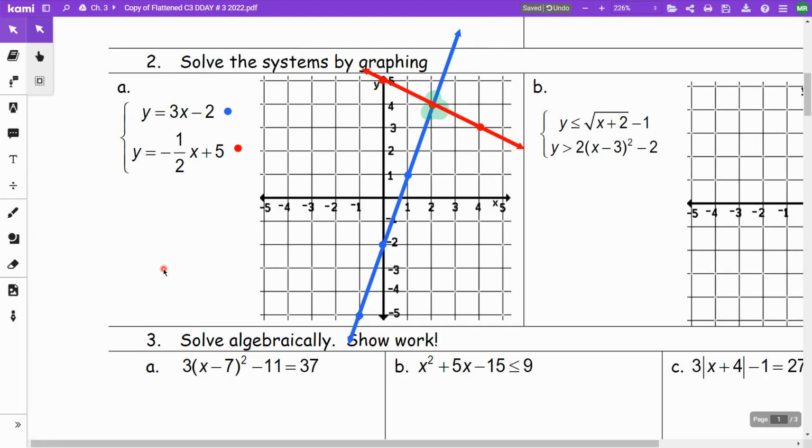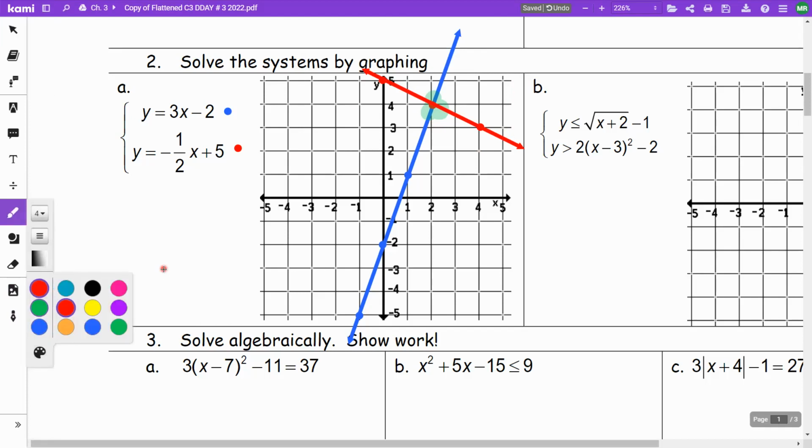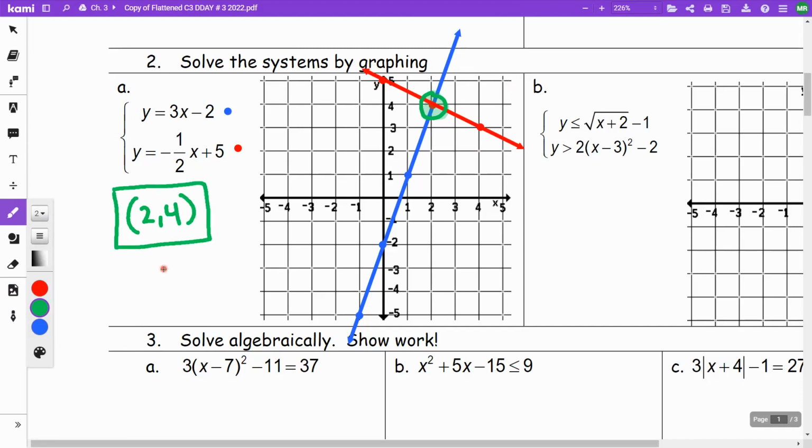Okay, and then you have to give your answer to what is the point of intersection. That's the point of intersection. That is at 2, 4, and that's my solution. That's where the two graphs are the same at the same time.